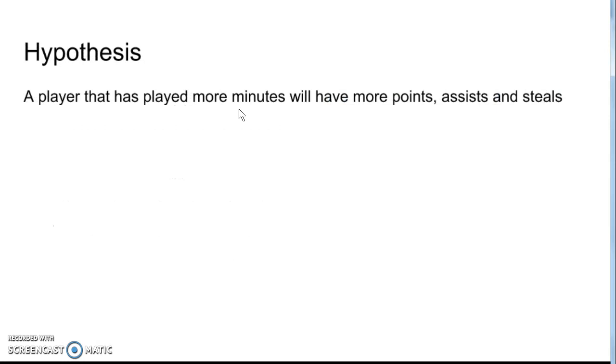So on to my hypothesis. My hypothesis was that a player who has played more minutes will have more points, assists, and steals. I thought that made sense because more time on the court would mean more opportunities to make these points, assists, and steals, and having more opportunities would actually yield more of them. That's just what I thought.